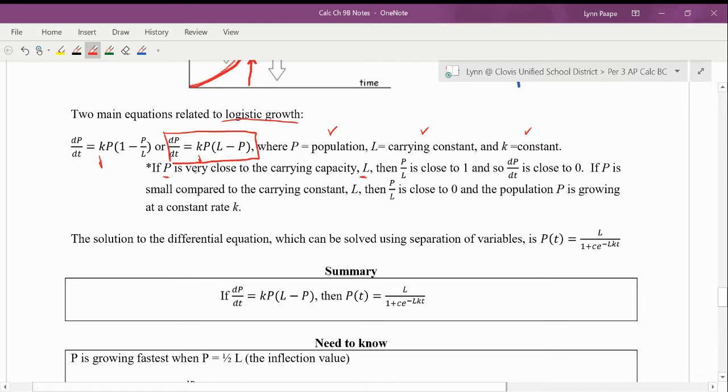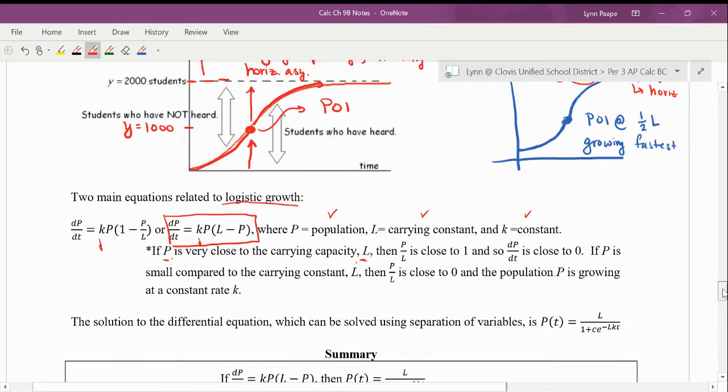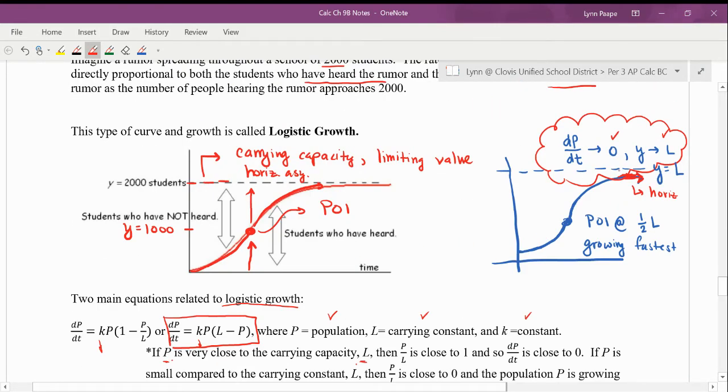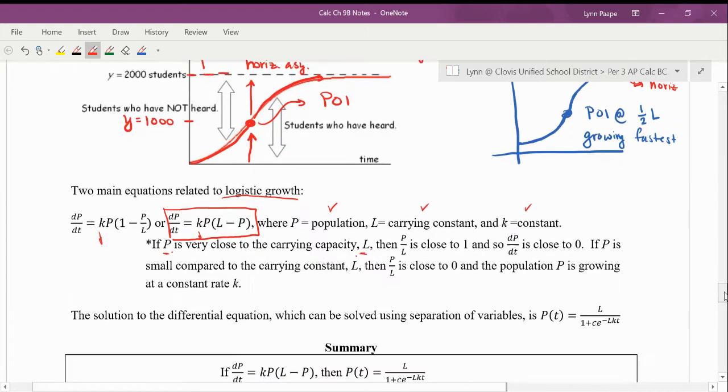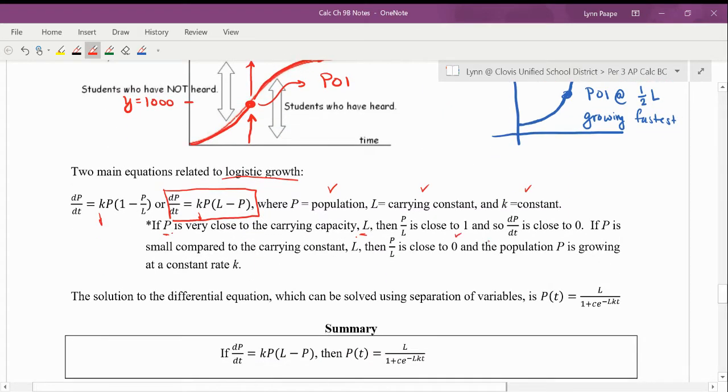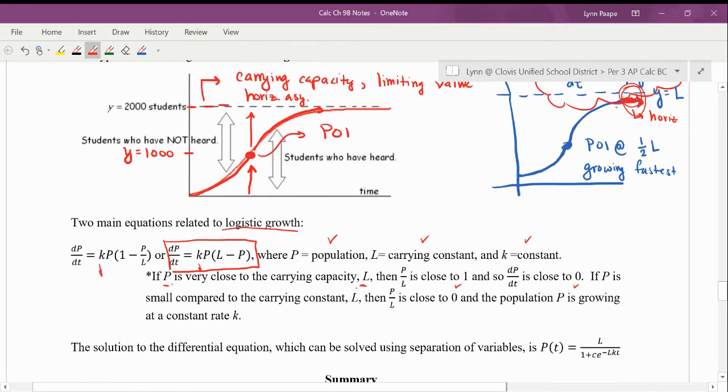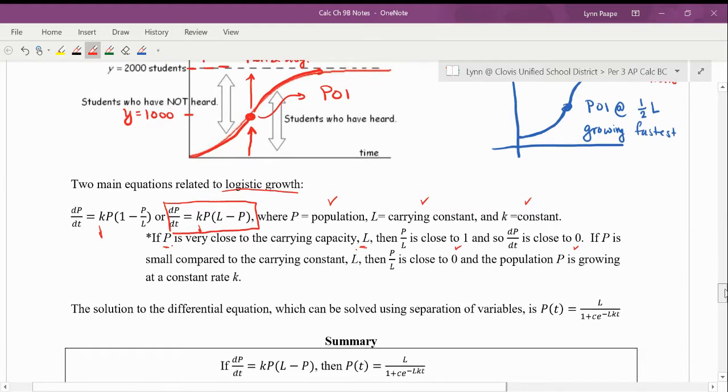Then, when P and L are approaching each other, way out here at infinity, they are basically equal to each other. So that ratio would be close to 1. And that rate of change would be close to 0 because we would be leveling out. The graph would be leveling out and becoming more horizontal. That showed it dipping down, but it's not.